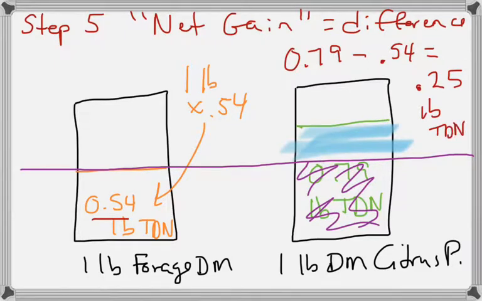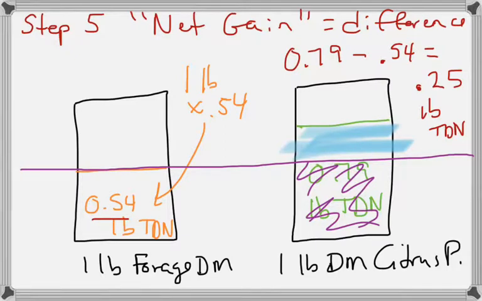What that is saying is that for every 1 pound of dry matter that we replace forage with citrus pulp, we're gaining 1/4 of a pound of TDN. That's how much we're going to gain above and beyond what we're already getting. That's what we're really after: we're trying to fix an energy deficiency by adding in something that's higher in energy, and so we need to know how much we're gaining. That sets us up.